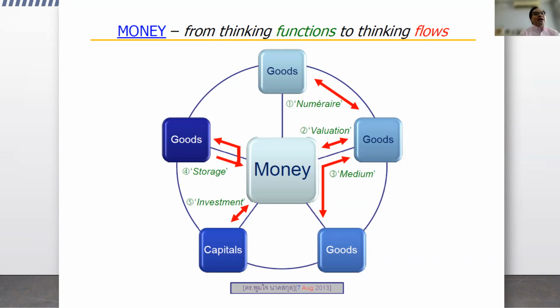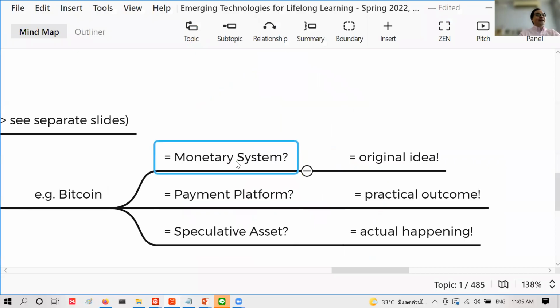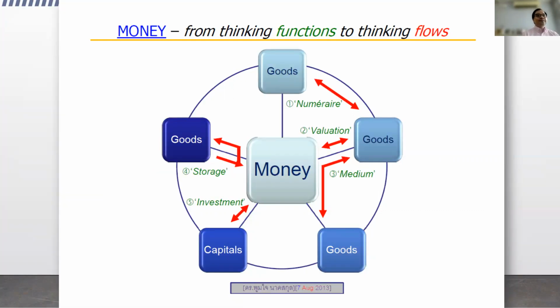Now, I'll talk about encryption technology in another class, but that's something on top of this. It's some other technology set, but it has the same word, cryptography. So anyway, this is what it delivers: a monetary system. That's the original idea.